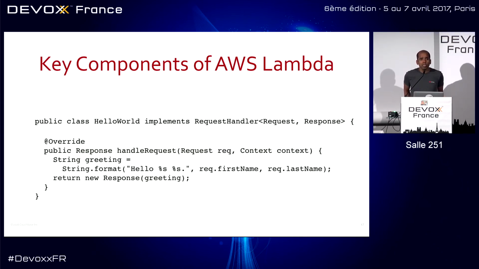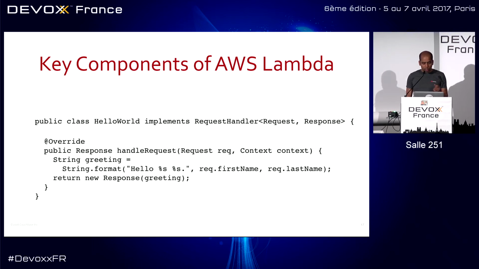So what are the key components of my Lambda function here? Now, this is a very, very simple Lambda function that I'm explaining here. It's just a simple hello world class. It implements the request handler interface, takes a request and a response, which are simple POJOs, essentially, in my case.